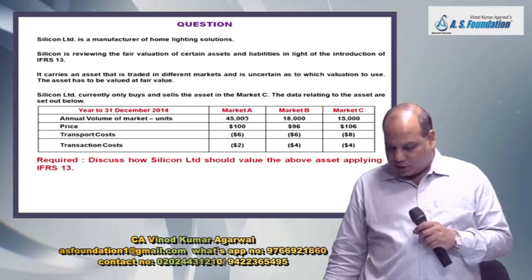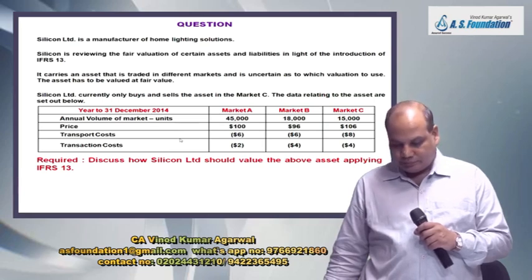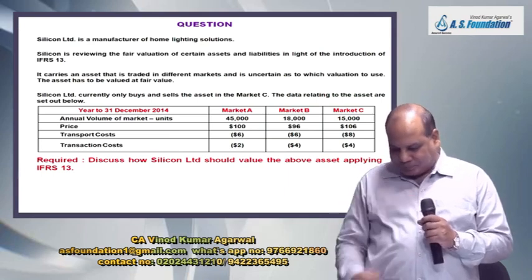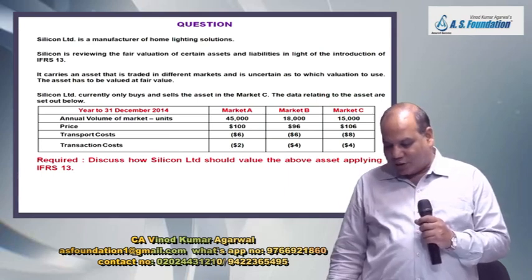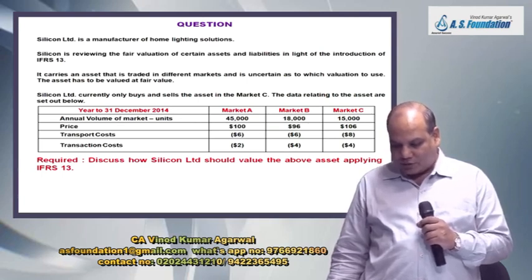There are 3 markets A, B, C. Annual volume of market, price, transport cost, transaction cost. Discuss how Silicon Limited would value the above asset by applying IFRS 13.